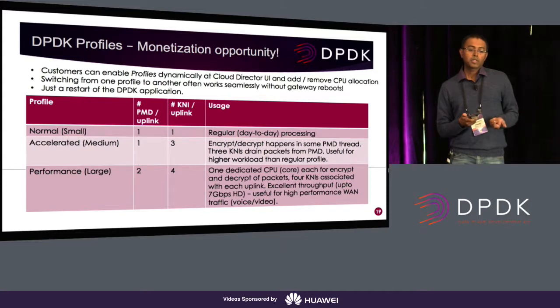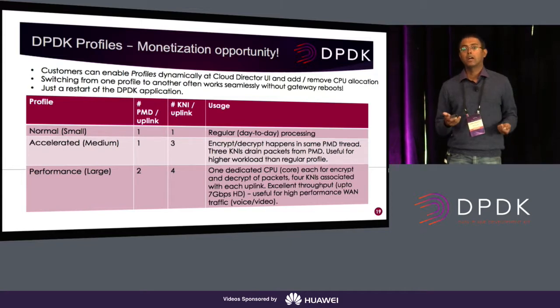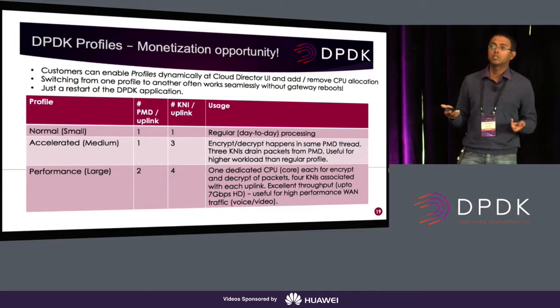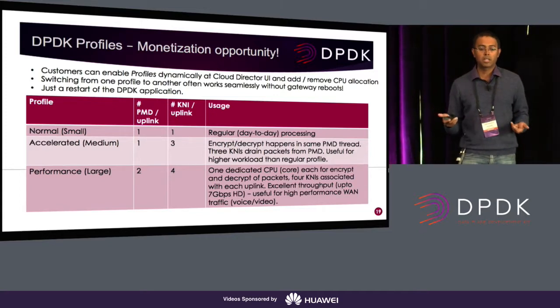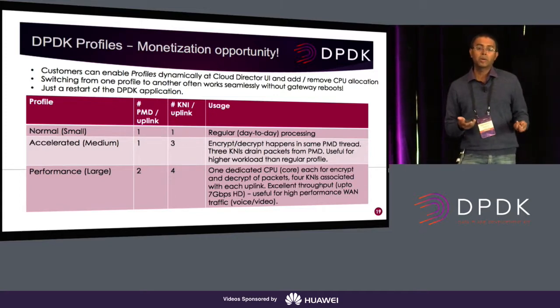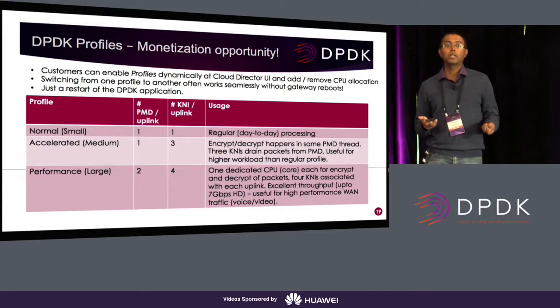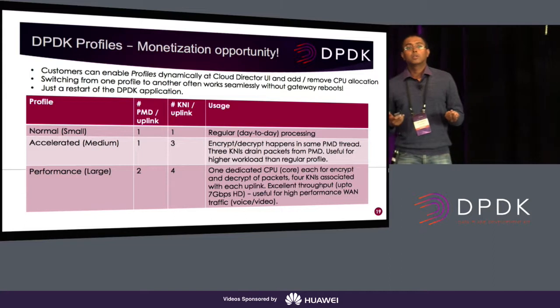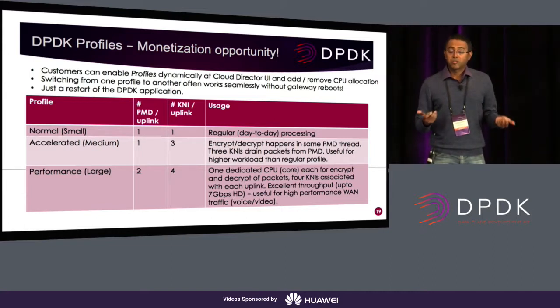Let's say we create three profiles here. The profiles can be something like small, medium, and large. For day-to-day usage, you don't need to allocate that many CPU resources for DPDK usage. So you will have one PMD per uplink, and one KNI per uplink, one KNI slave per uplink to send the packets to and fro the kernel, and this works very well.